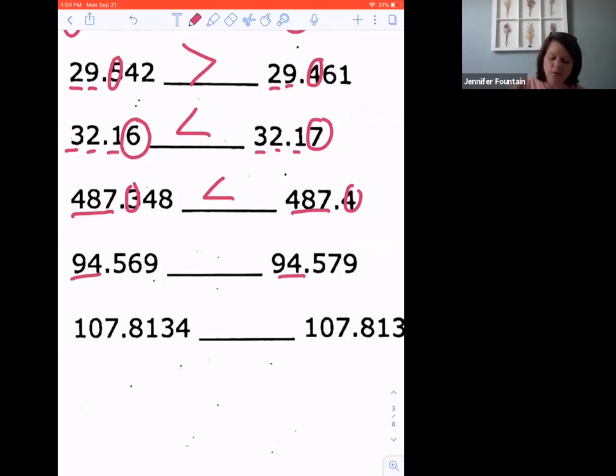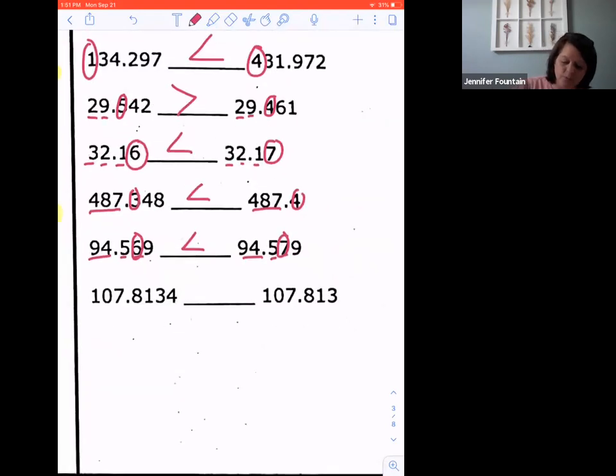94, 94, and then I have a 5 and a 5, and a 6 and a 7. So that's where I see I've got different digits. So my second one, again, is the greater value. So I put in my less than symbol. And then I have a 107, 107, 8, 8, 1, 1, 3, 3.